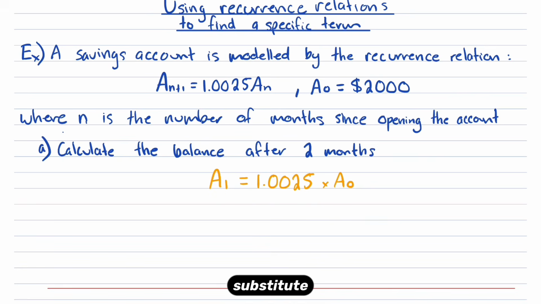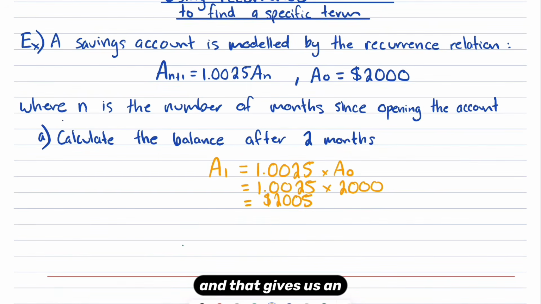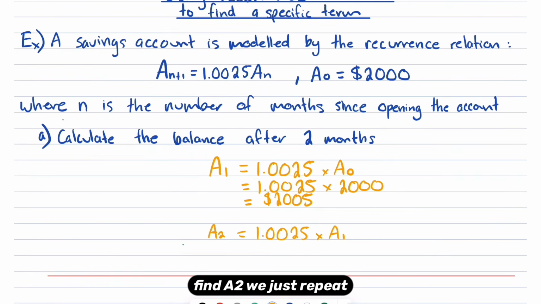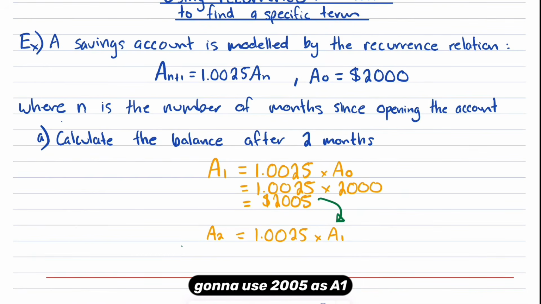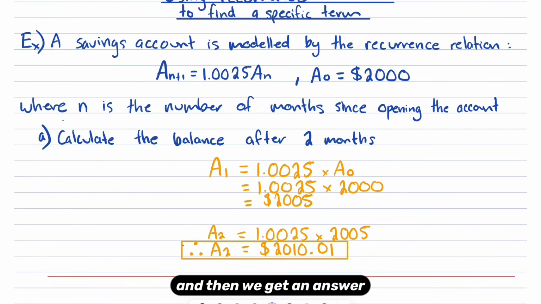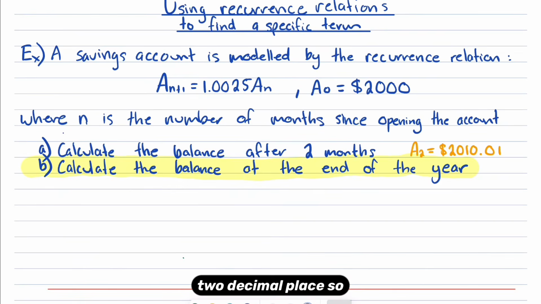So I'm going to substitute A0 in, and that gives us an answer of 2005. Then to find A2, we just repeat the same process. I'm going to use 2005 as A1, and then we get an answer of $2010.01, rounded to 2 decimal places. So nothing complicated there for part A.